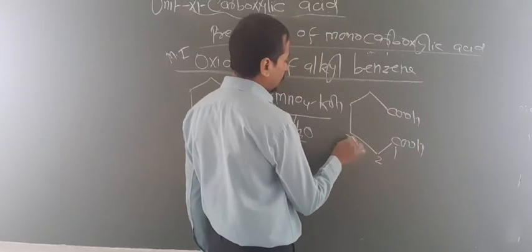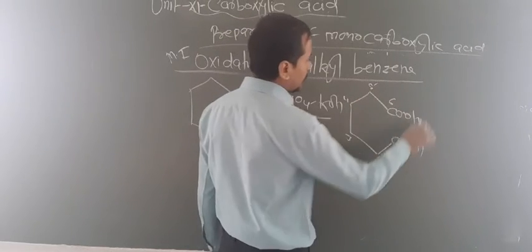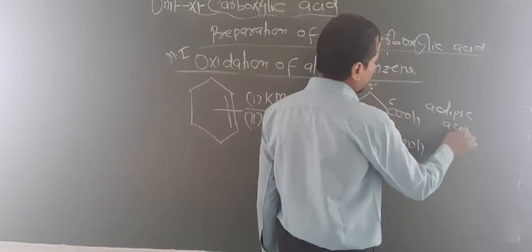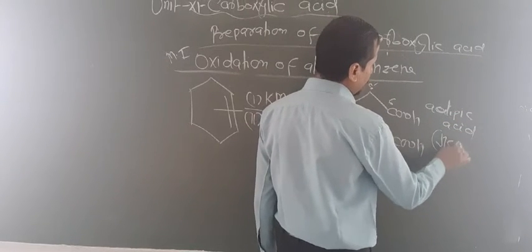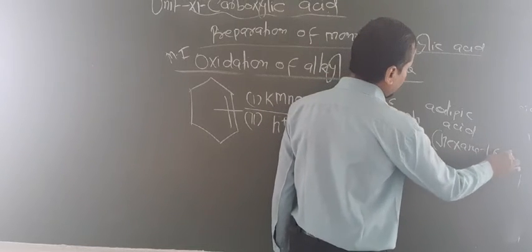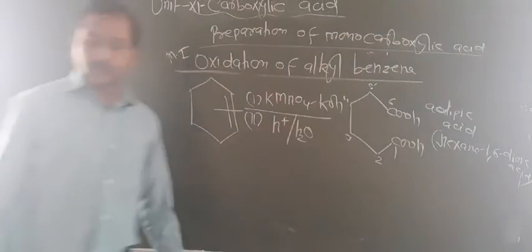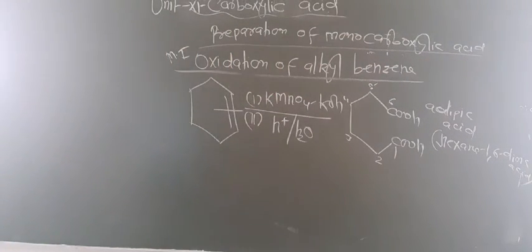So now your answer will be like this: COOH, and this is also COOH. So 1, 2, 3, 4, 5, 6. This is known as adipic acid. Adipic acid is the common name, and in IUPAC name this is known as hexane-1,6-dioic acid. Are you getting this point? So this is a more strong oxidizing agent. This will convert the alkyl group into acid and also break the double bond. So that's why this is most important from the examination point of view. Are you getting this point or not?